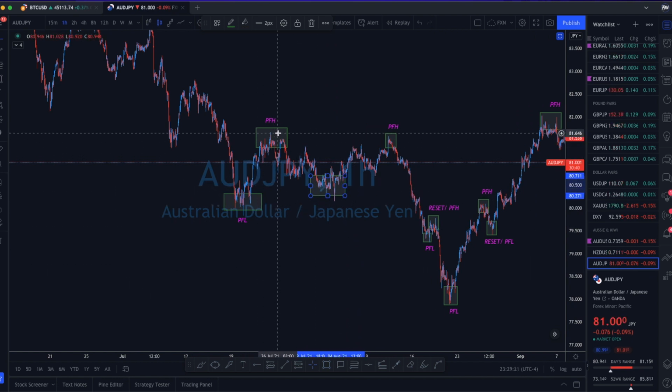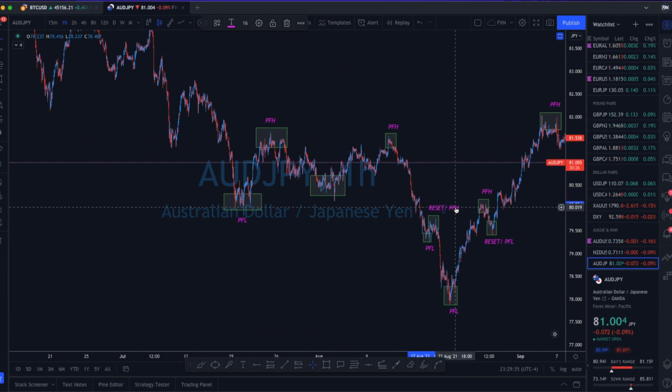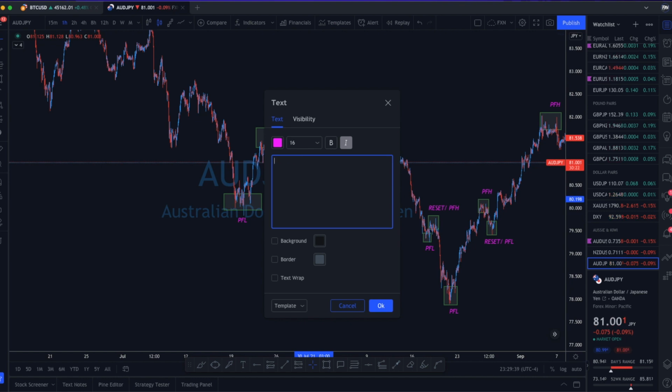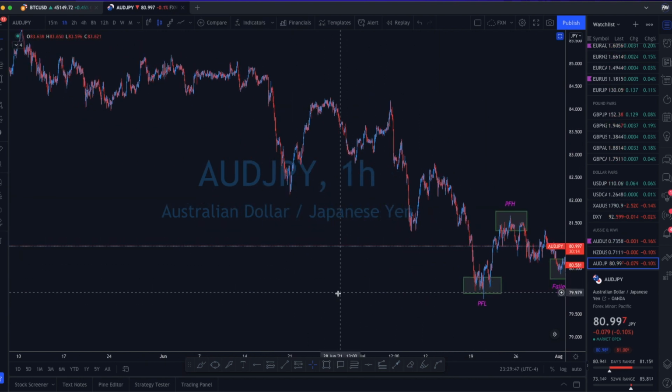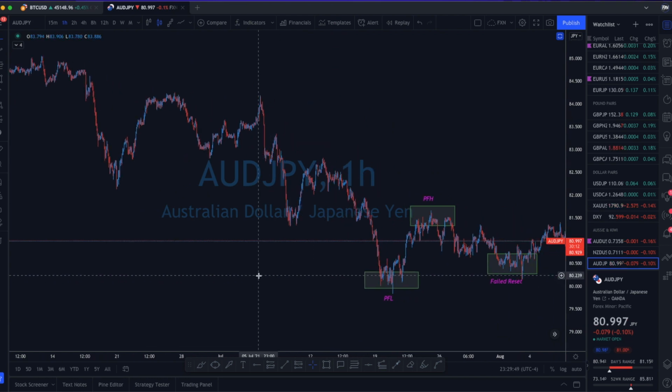So this would be a peak formation low to peak formation high, and then here this would actually be a failed reset, in the sense that you were expecting price to go higher and break this high to be a reset, but it didn't. It matched it and then dropped. So this actually turns out to be a failed reset here. So like that. And then now you could just basically start working your way back, right?